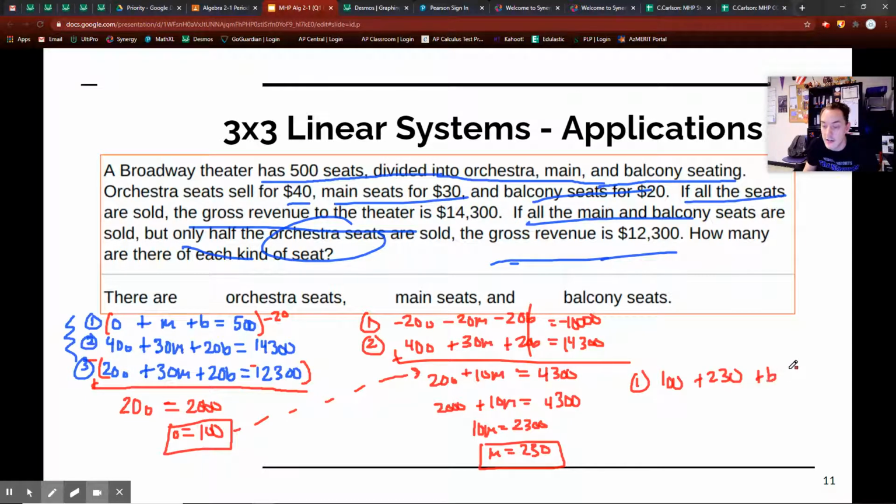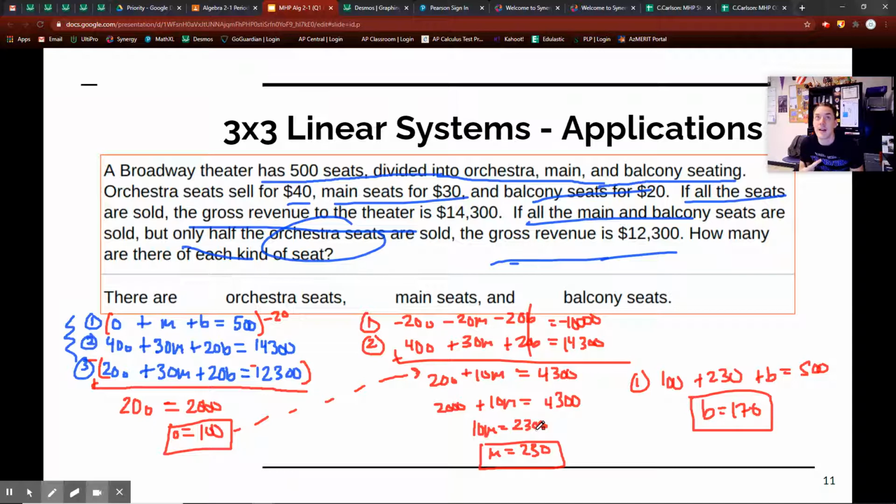And how many balcony? I don't know. I'm going to find that out. But total, they give me 500. And so when I do my arithmetic, balcony is 170. So I have 100 for orchestra. Main, I have 230, and then B, I have 170. They should all equal 500.